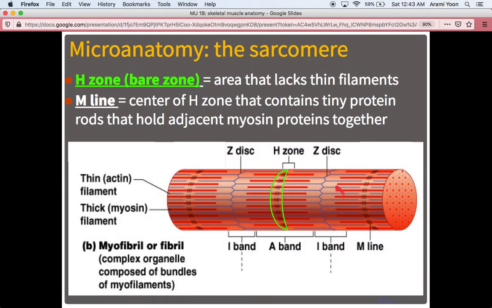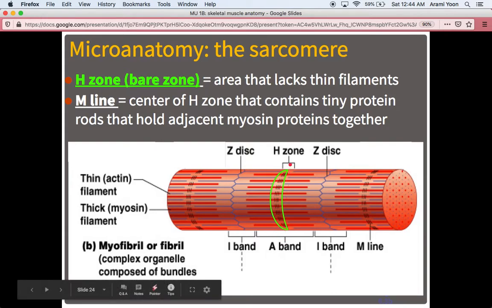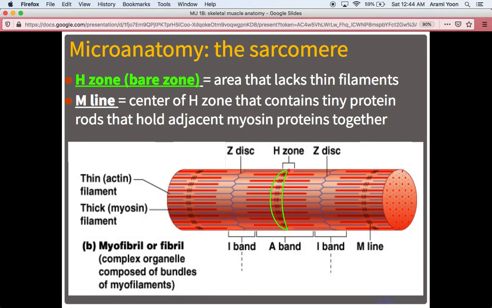Right here, you have this M line, which is this region right in the very center of a sarcomere. So remember, from here to here is one sarcomere. In the very center is the M line, and then the H zone is this region in the center of the sarcomere, and this is where you'll find no actin, just myosin. It's called the bare zone because it's bare of actin filaments.